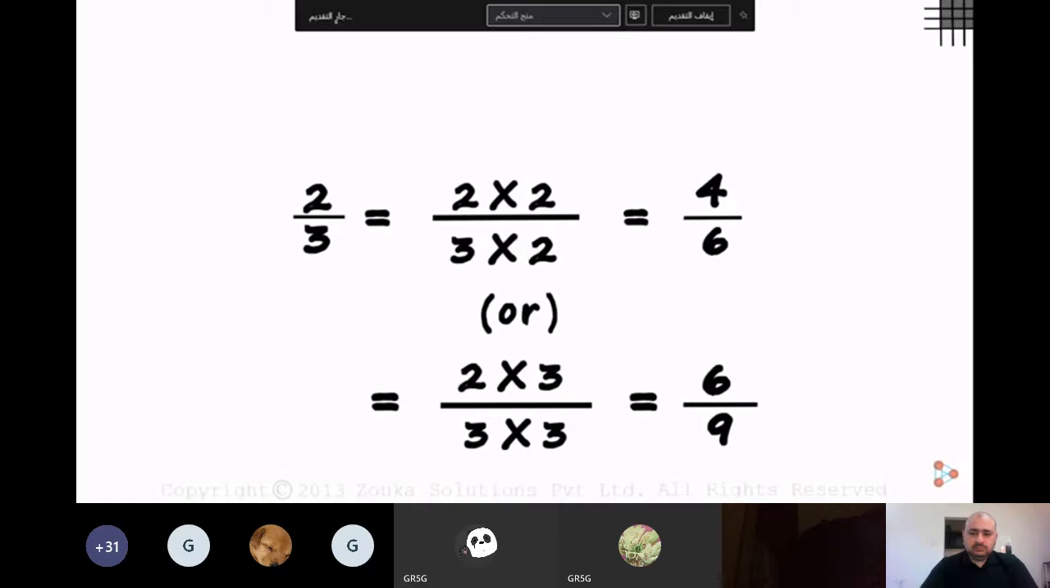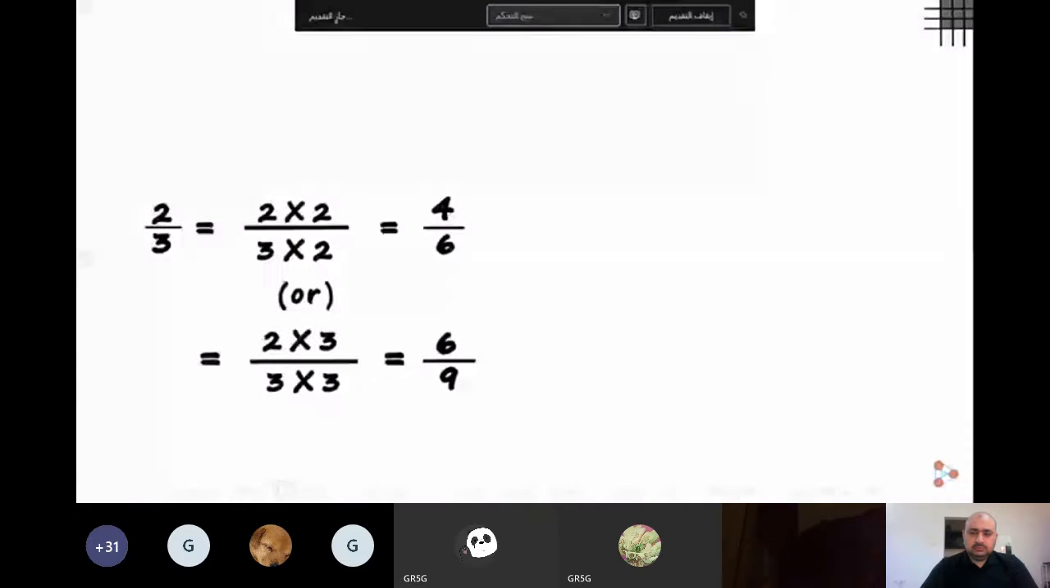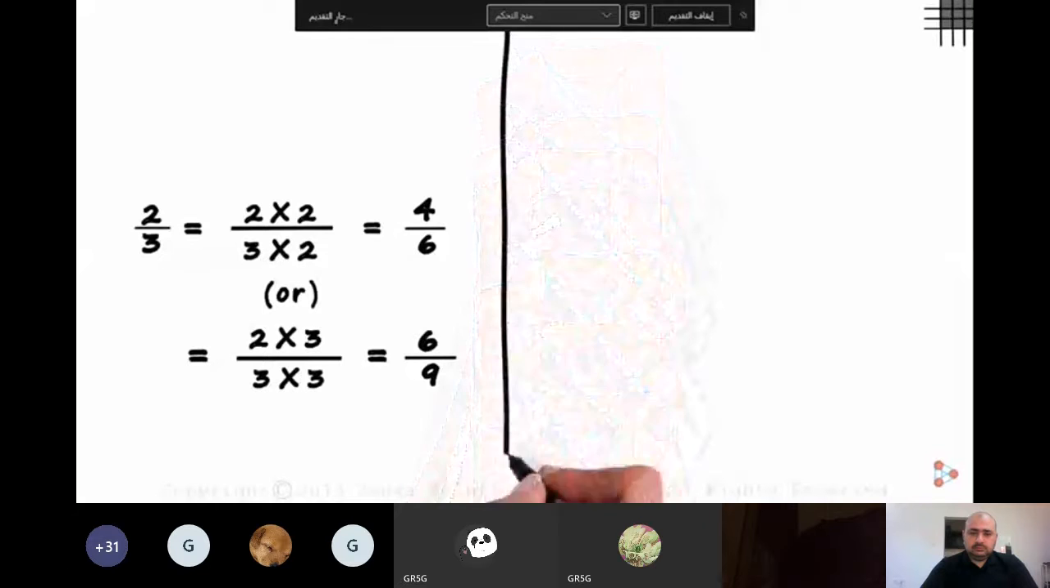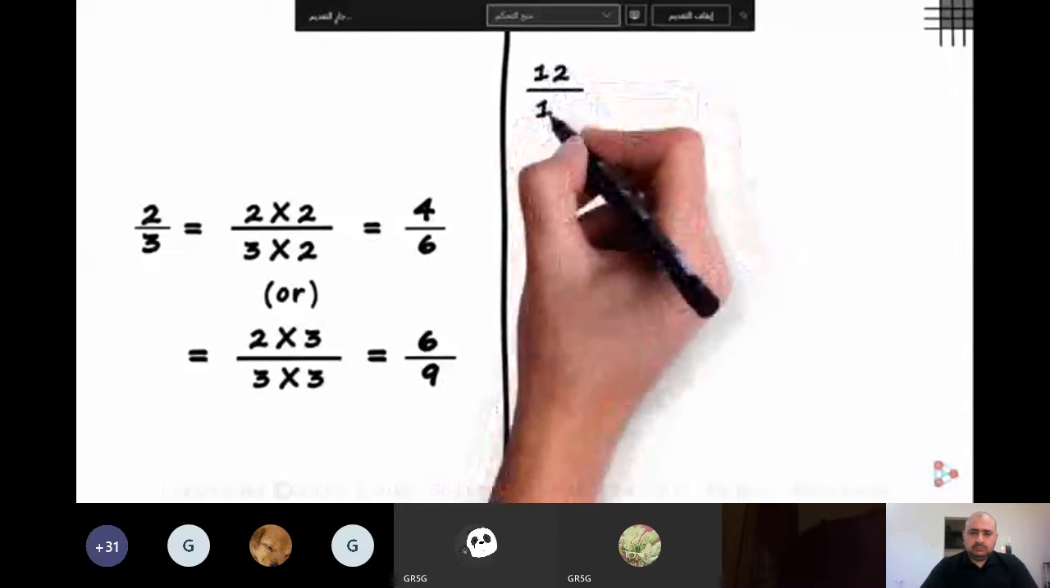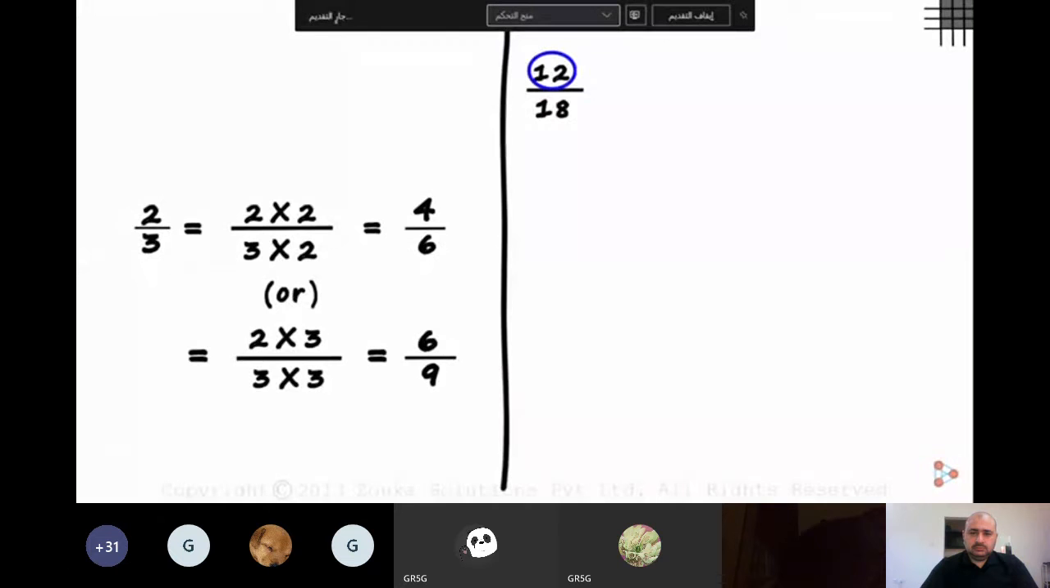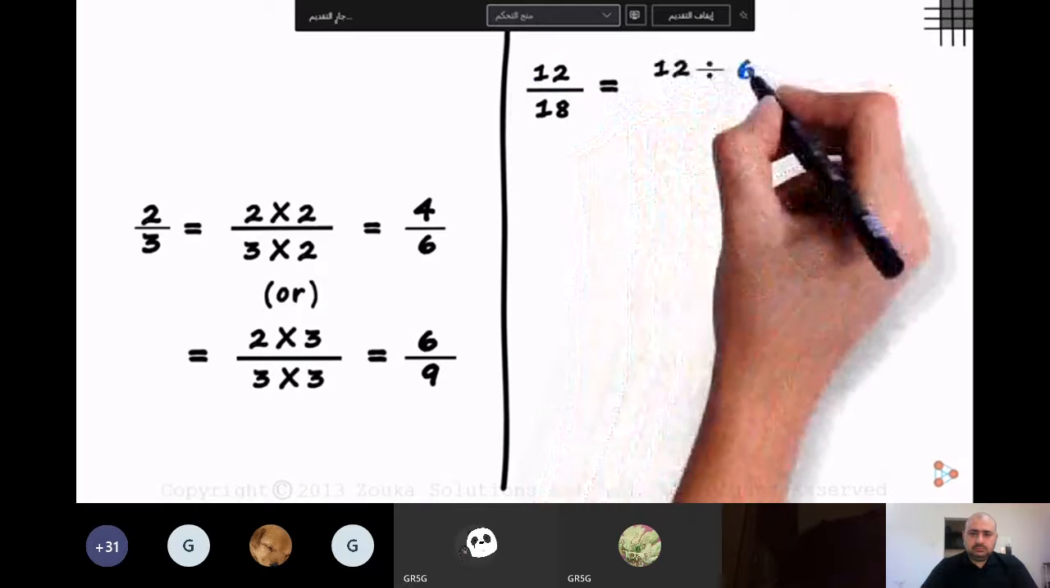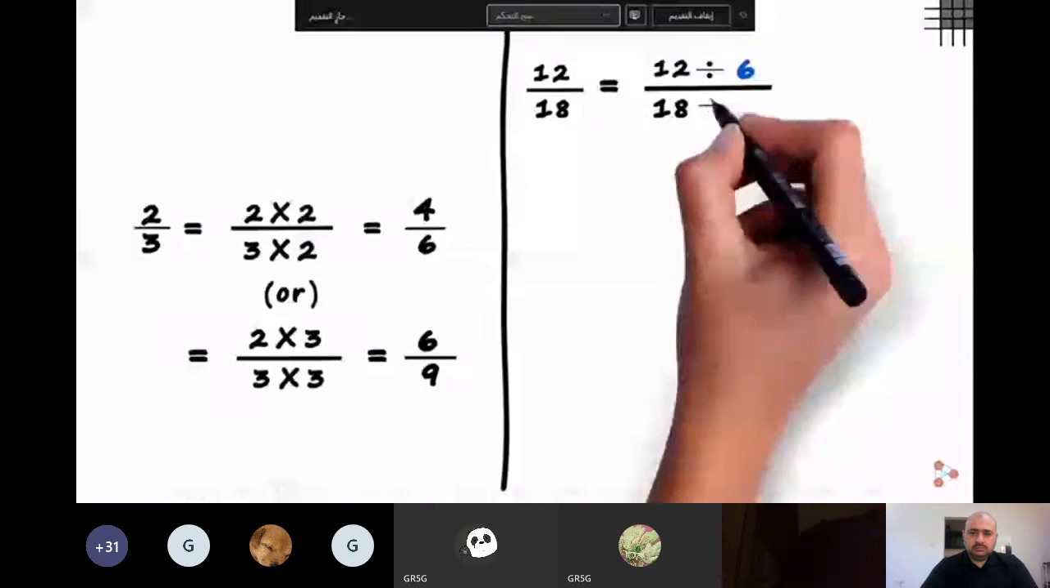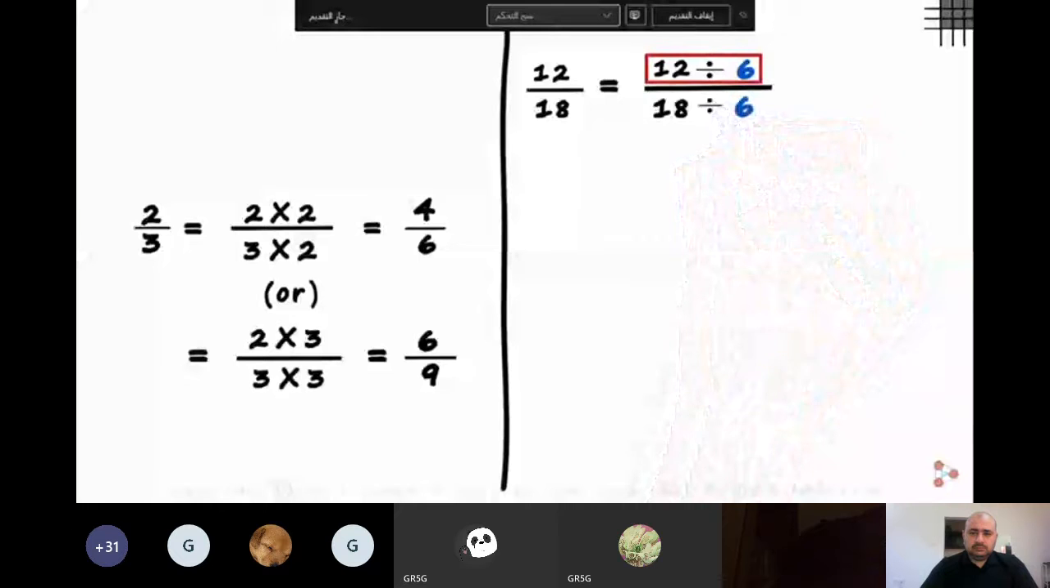It tells us that even if we divide the numerator and the denominator by the same value, the fraction remains unchanged. Let's look at an example. Consider the fraction 12 by 18. We can divide the numerator as well as the denominator by 6. The numerator will be 12 by 6 and the denominator will be 18 by 6. 12 by 6 is 2 and 18 by 6 is 3.